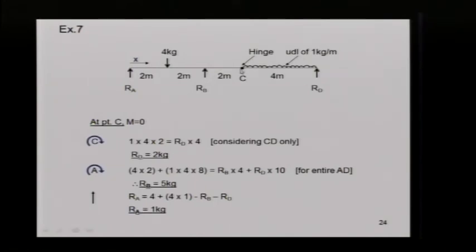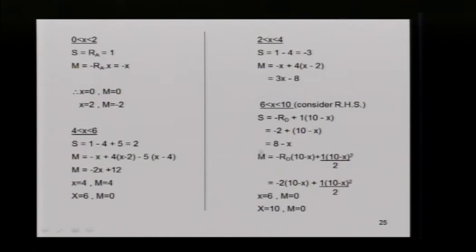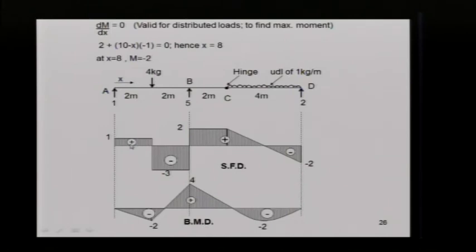The problem says there is a hinge there, right? You will see that at x equals 6, S will not be equal to 0. S will be 2. Can you pay attention? S will be 2, and if you look at it from the other side, is that also 2, right? Let's see what the shear force diagram is.